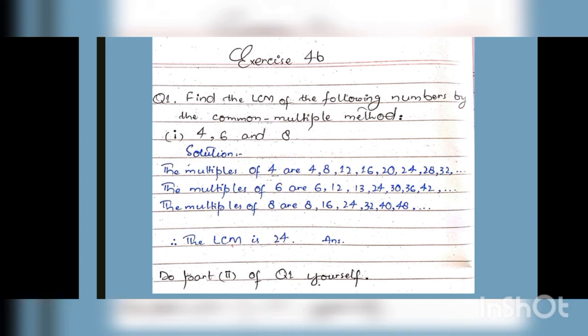Similarly, the multiples of 8 are 8, 16, 24, 32, 40, 48 and so on. Here the common multiple which we see is 24, 24 only. Therefore the least common multiple is 24. Now your homework is to do part number 2 of question number 1 yourself.